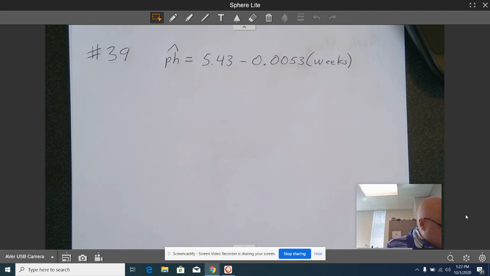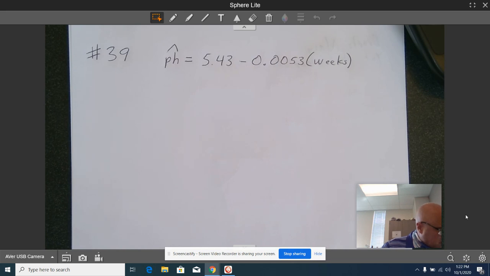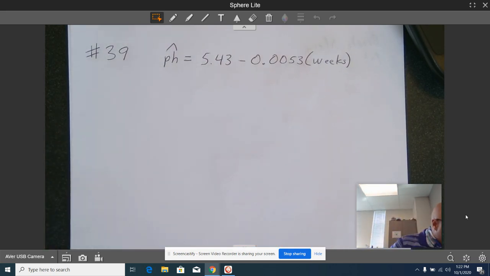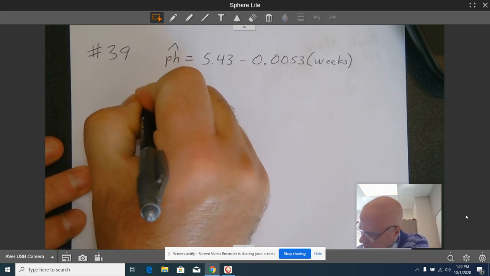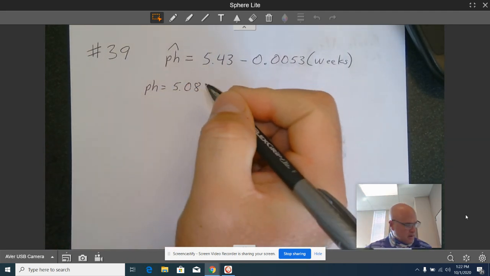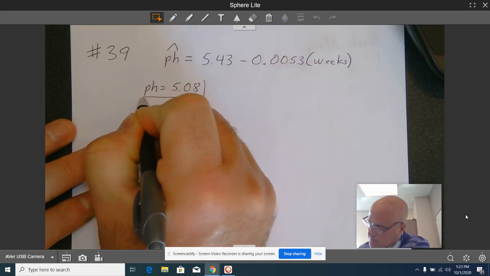Anyway, number 45, asteroid. The asteroid study of exercise 39. The actual pH measure at week 50 was 5.08. So the actual pH measurement was 5.08. And I didn't read the question because that's week 50. That's the pH measurement. So pH was 5.08. And it says find and interpret the residual for this week, which is week 50. Okay, so this is the actual measurement.